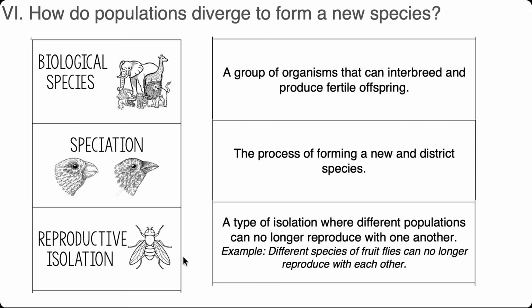Okay, reproductive isolation is like once you get to that point, you're definitely a different species in most biologists' eyes because you can no longer reproduce. So even if you look very similar, like fruit flies all look kind of similar, they're definitely different because they can no longer produce fertile offspring. They can no longer interbreed. Okay, so now we're going to talk about the different types of isolation.